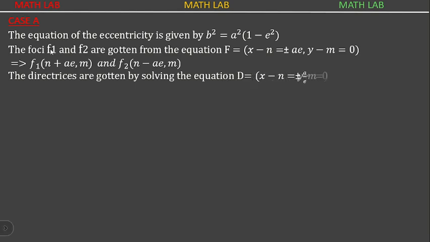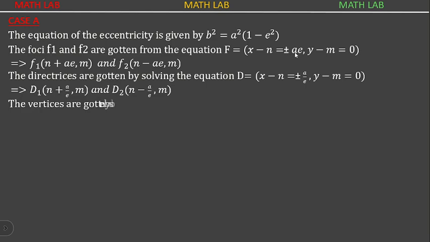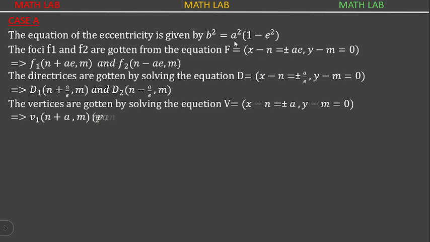Now, the foci F1 and F2 are gotten from the equation x minus n equals plus or minus ae, where e is the eccentricity and a is the square root of a squared from the general form, and y minus m equals 0. From this, we can get F1 to be (n plus ae, m), where n and m are the parts of the center, and F2 to be (n minus ae, m). So these are the two foci.